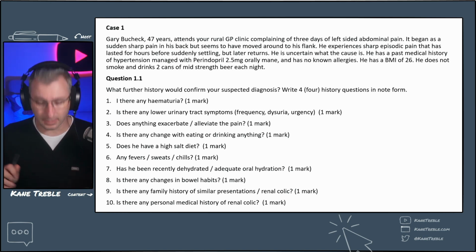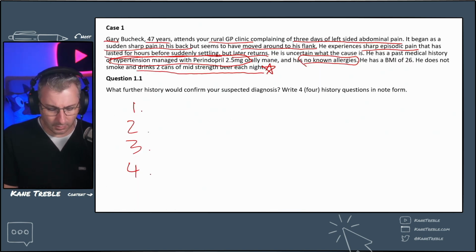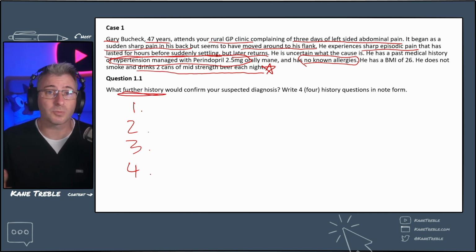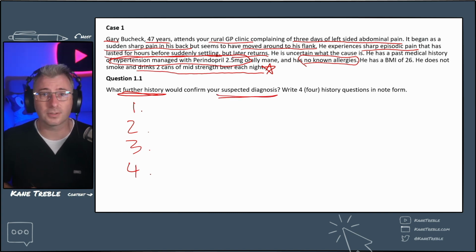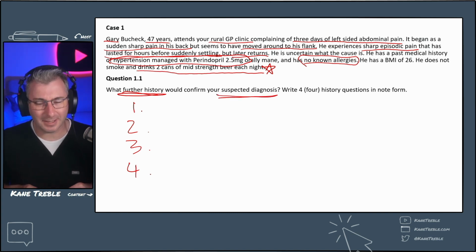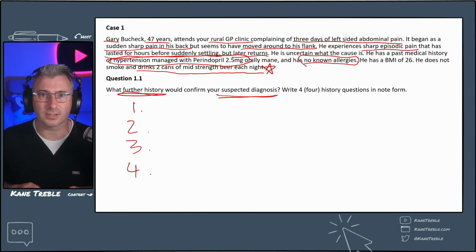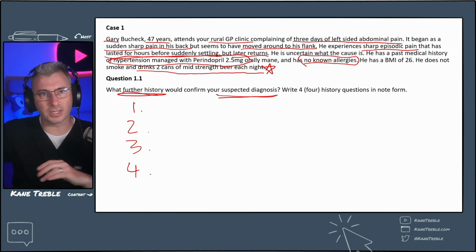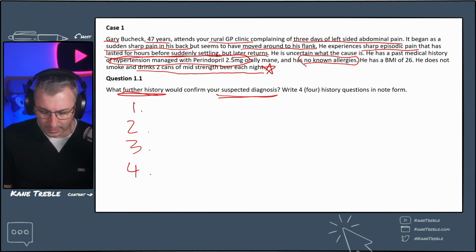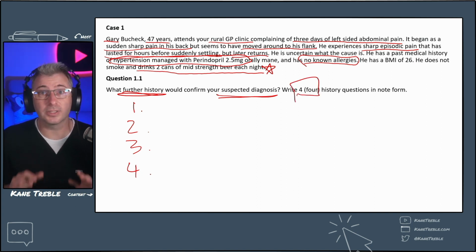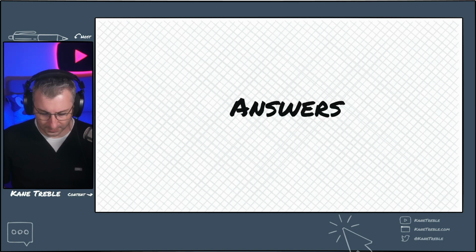So we should go back quickly. What we're asking for here is further history, so we want to make sure that we're not repeating any of the same things that we've already got, of suspected diagnosis. This is one thing I actually like about the KFP exam, is that they presume that you've already clicked with this kind of case what the actual situation is. They're not going to be asking you about necessarily what the diagnosis is, so much as the questions that lead to that diagnosis. And so it's taking that step forward, but then pulling you back and saying, well, how did you get there? Write 4, so we want to specify that we are only answering 4 things, history questions in note form. You ready for the answers?